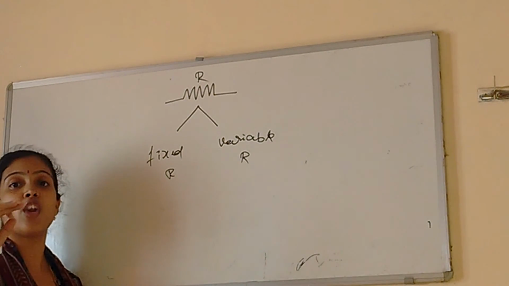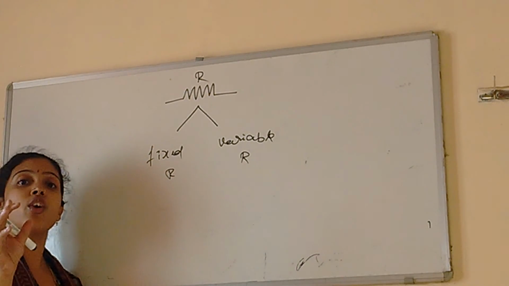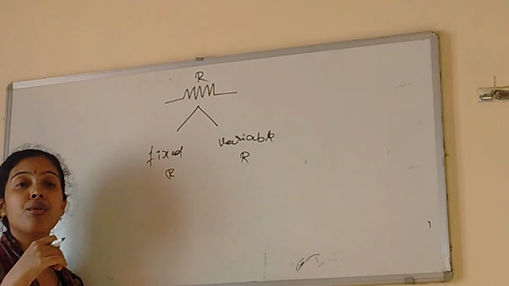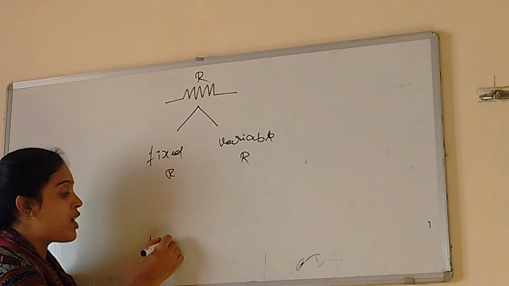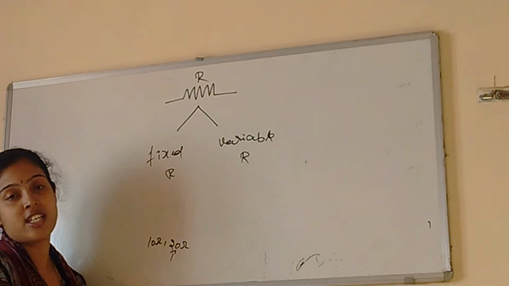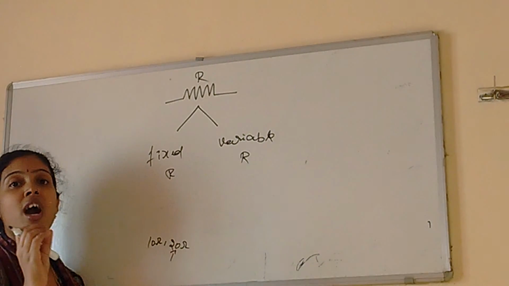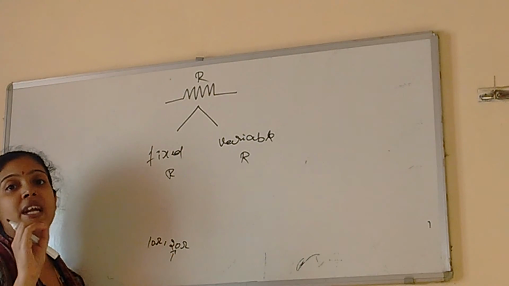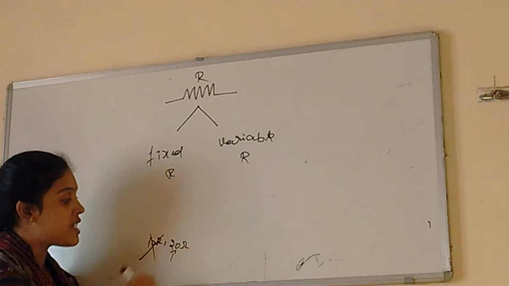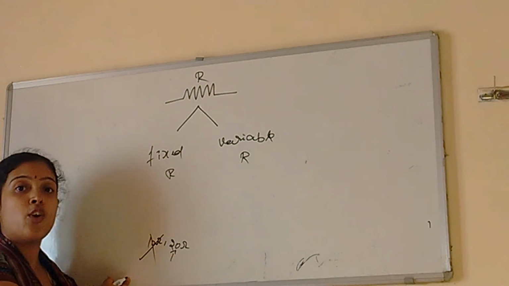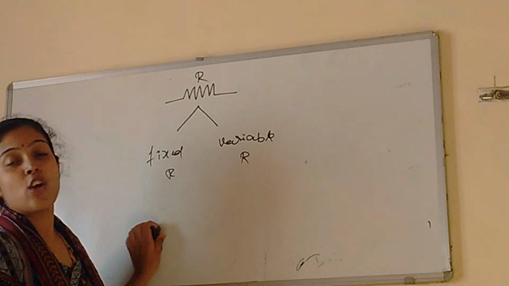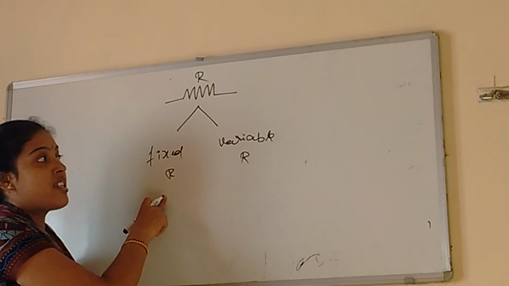For example, you have connected a 10 ohm resistor, but while doing your experiment you want to increase the value of your resistance, say to 20 ohm. In those cases you can't maintain that circuit with the 10 ohm resistor only. You have to remove this 10 ohm resistor and connect one more resistor, a 20 ohm resistor. So this is the fixed resistor.